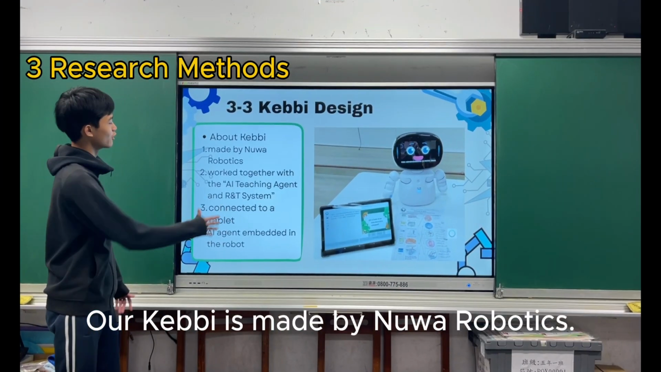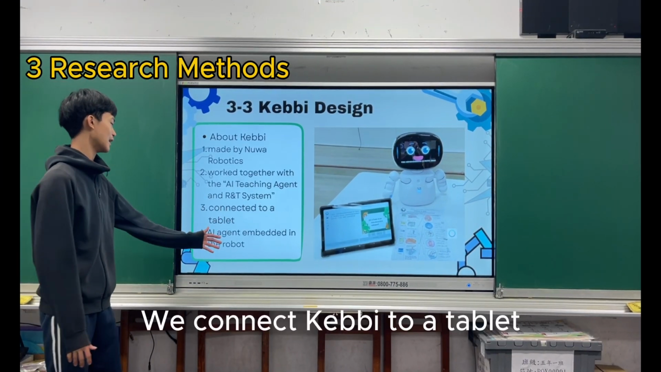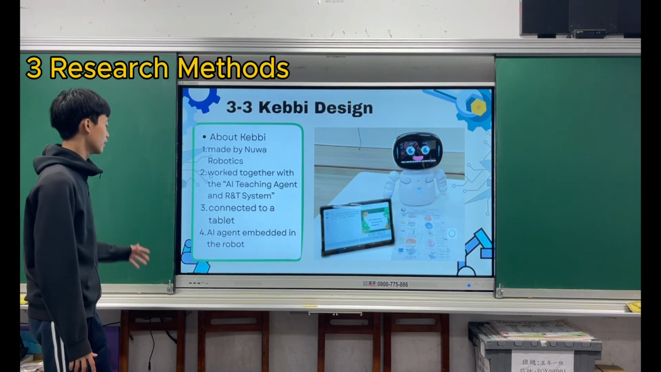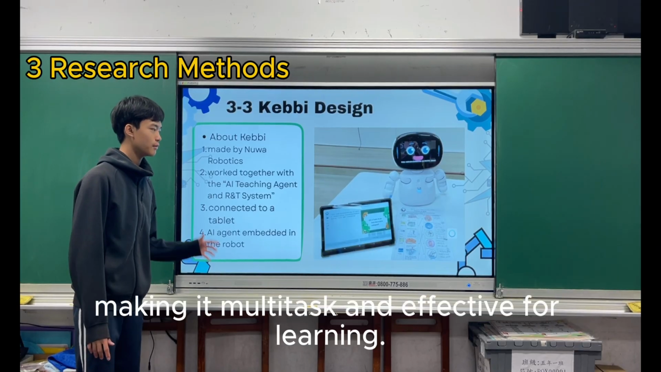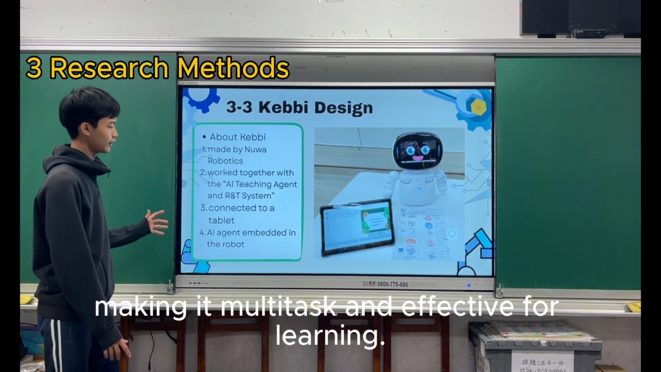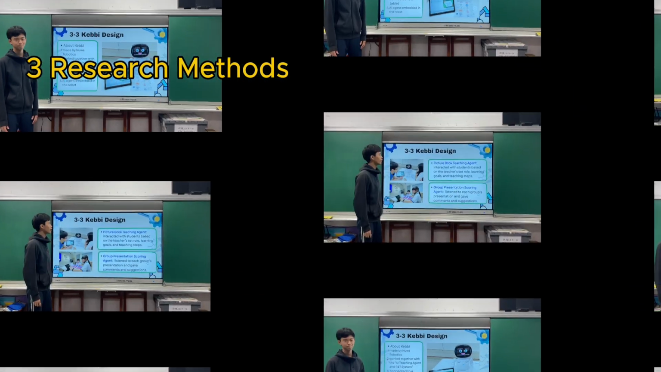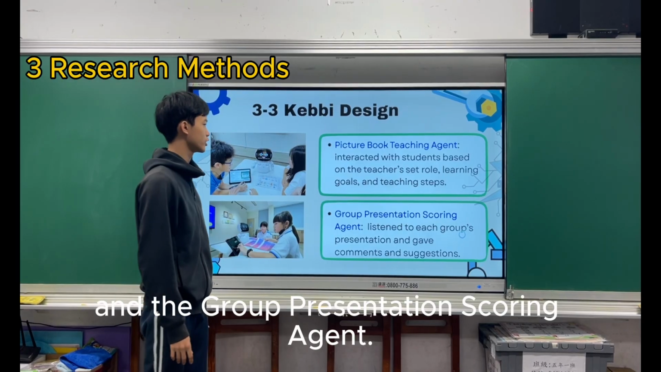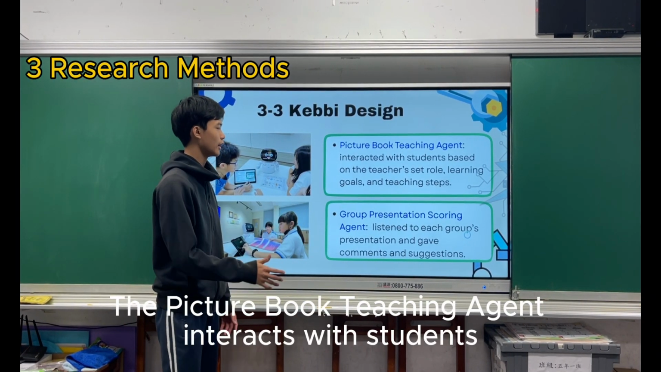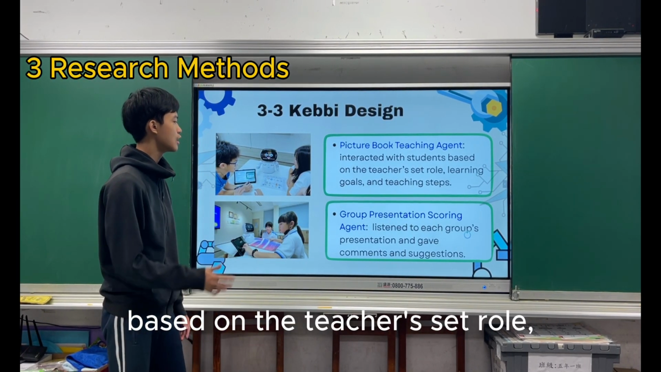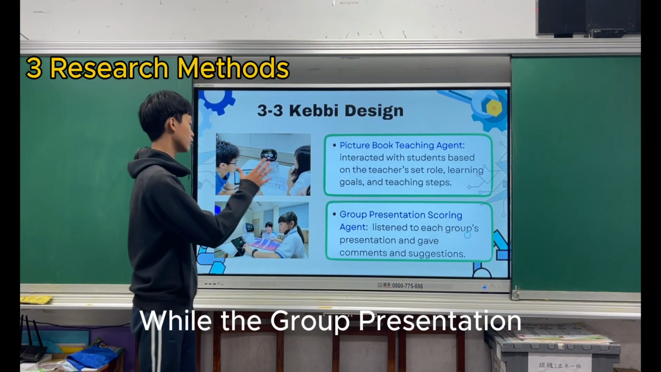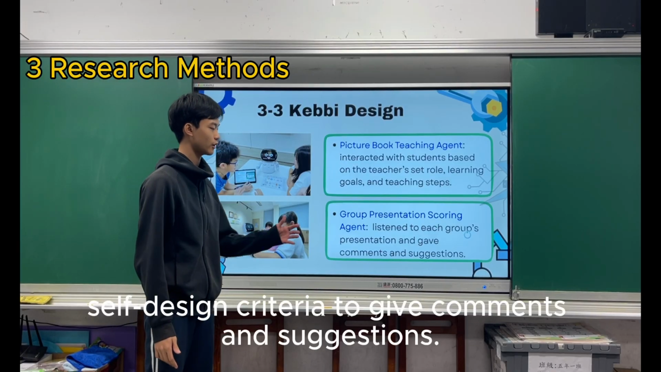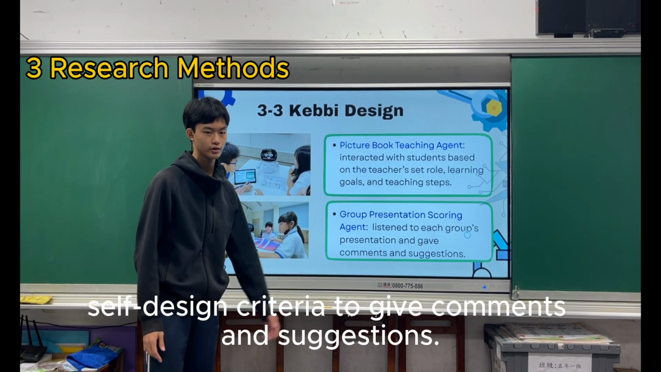Our Kevi is made by Newer Robotics. We connect Kevi to a tablet and use its features to teach our students. The AI agent embeds in the robot, making it multitask and effective for learning. Our Kevi has two agents, the picture book teaching agent and the group presentation scoring agent. The picture book teaching agent interacts with students based on the teacher's set role, learning goals, and teaching steps, while the group presentation scoring agent will use our self-designed criteria to give comments and suggestions.